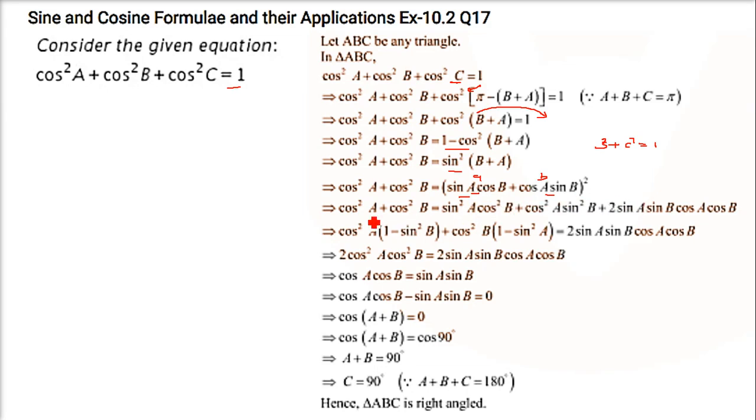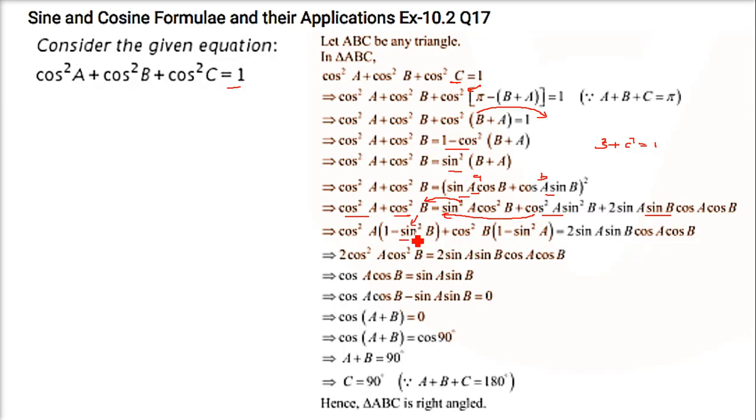Now what we'll do here is we'll put it like this, and bring this one also here. So what do we get? Cos square a, we will take common cos square a and cos square a from here when we bring it here. So cos square a 1 minus sin square b. From cos square b and this one, sin square a cos square b, when we take this on the left hand side, cos square b 1 minus sin square a will be there, and this remains like this.